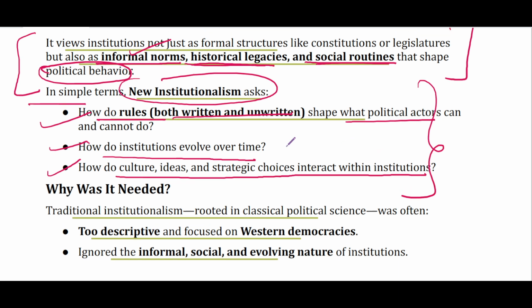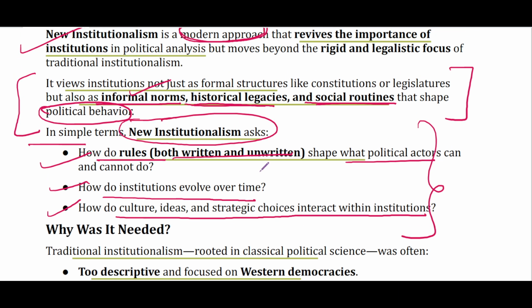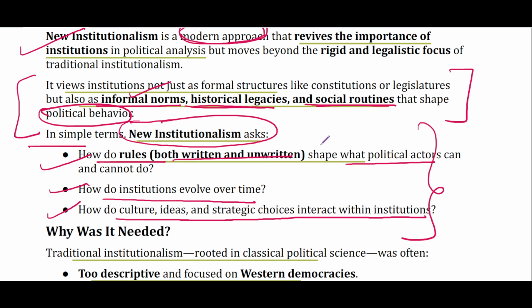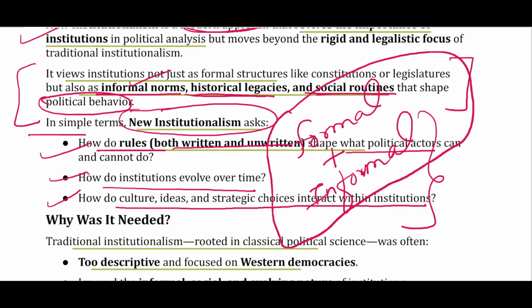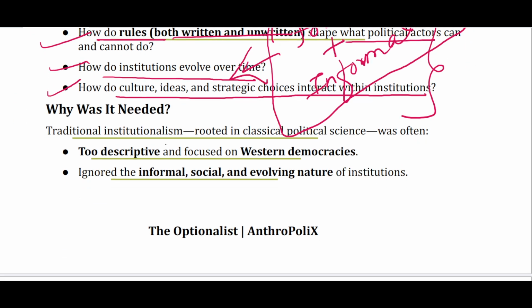So this new institutionalism, in short, first studies formal institutions, but it has also brought in various informal factors, informal checklists, to widen itself. And that's how it has revived itself into a new particular approach.